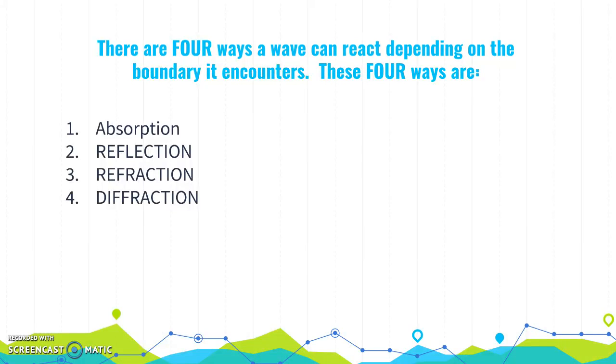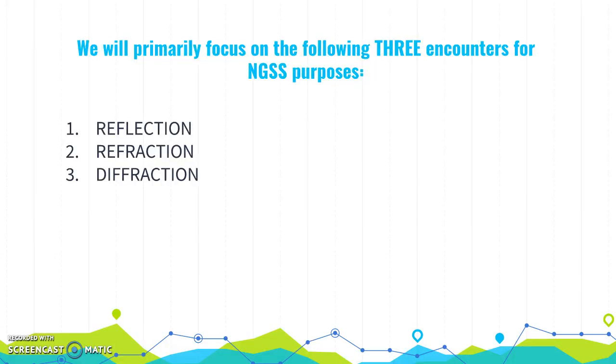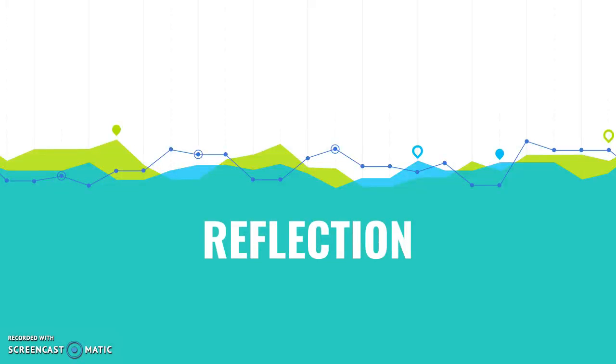There are 4 ways a wave can react depending on the boundary it encounters. These 4 ways are absorption, reflection, refraction, and diffraction. But we are primarily just going to focus on the following 3, which are reflection, refraction, and diffraction, because those are the 3 that we're going to focus on for NGSS purposes. So let's start with reflection.